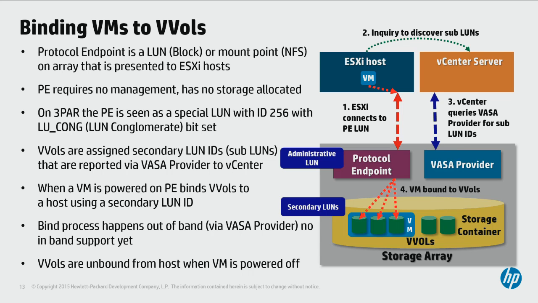Then it's going to go over to vCenter and say, hey, I need to know the sub-LUNs. I need to be able to bind to those specific sub-LUNs, because the ESXi host on its own is only connecting to that protocol endpoint, that special LUN, and those sub-LUNs underneath it, it needs to discover. So it's going to go out to the VASA provider and query to say, hey, give me the sub-LUNs, and I'll go out and find it for the specific VM. Once I have those, I can then go bind the VM to its VVols.